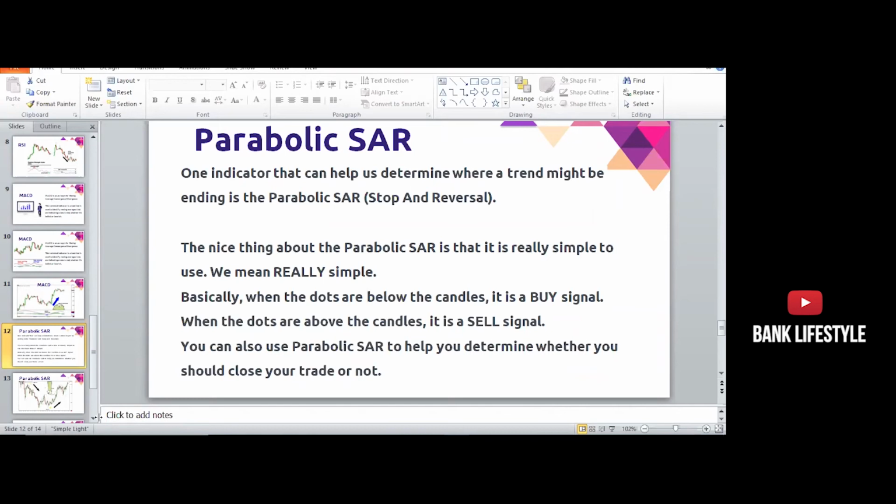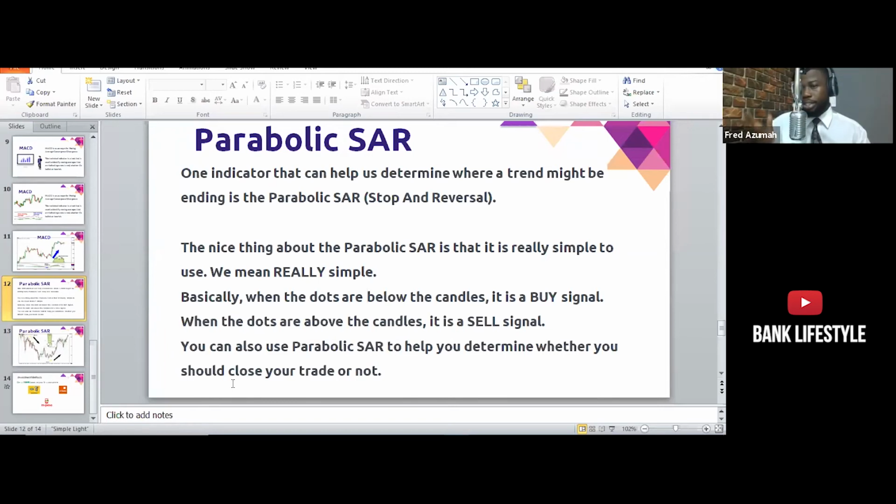Okay, so this is the parabolic SAR. The parabolic SAR is the first indicator I used when I started trading, probably 7 years ago, when I was trading binary options instead. I started trading binary options before I switched into trading Forex, and there's a difference between binary options and Forex.